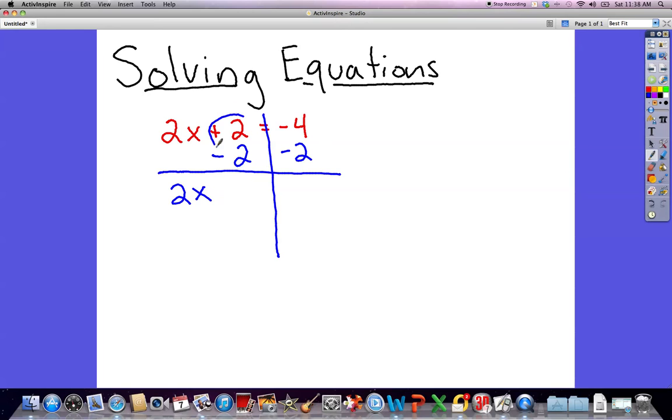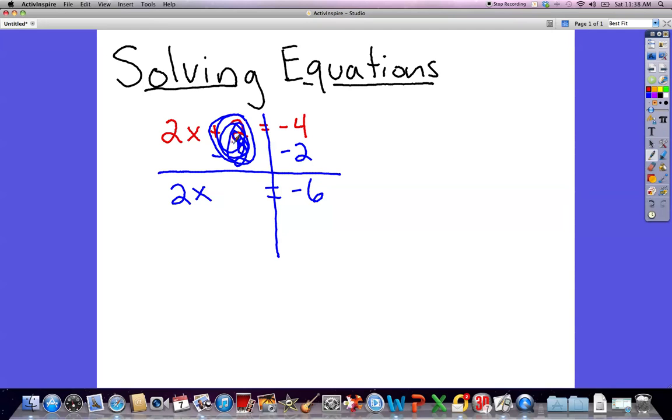This equals 0, so I'll draw a big 0 and scratch it out. It's not there anymore. And negative 4 and negative 2 put together, they're all negative, so you get a result of negative 6. As you can see, the x is not by itself yet, so we have to do one more step.